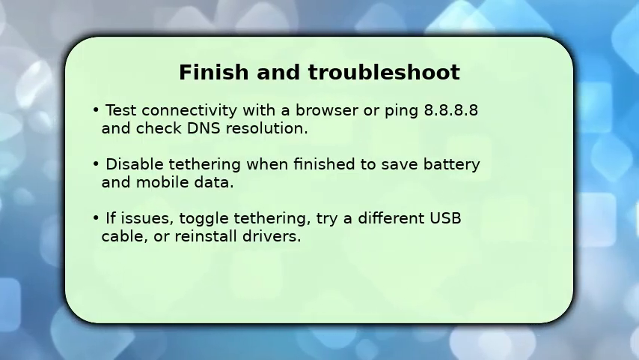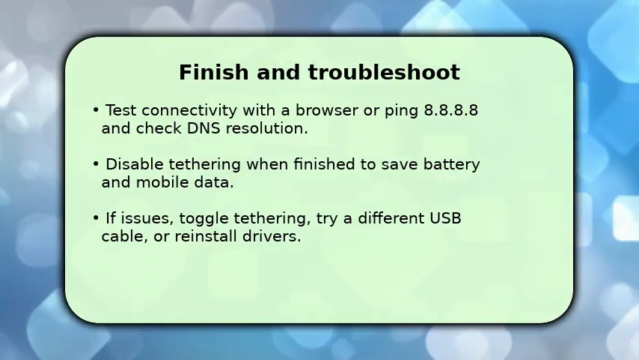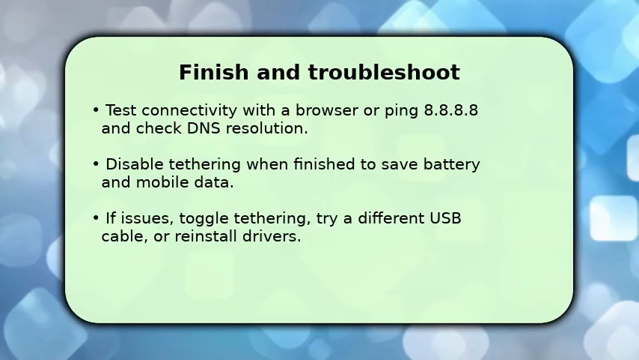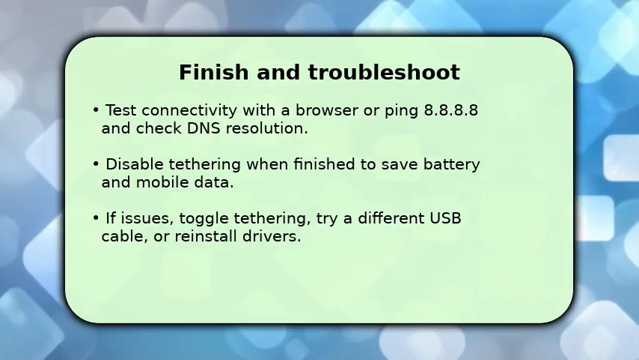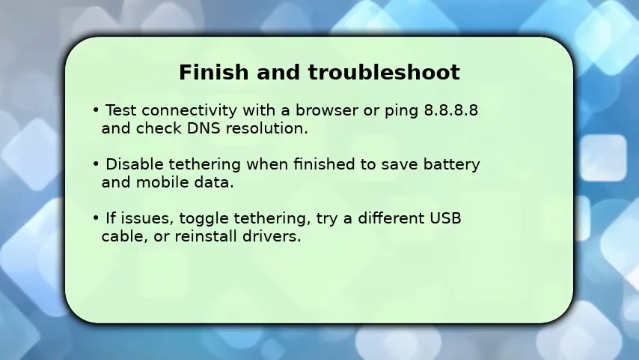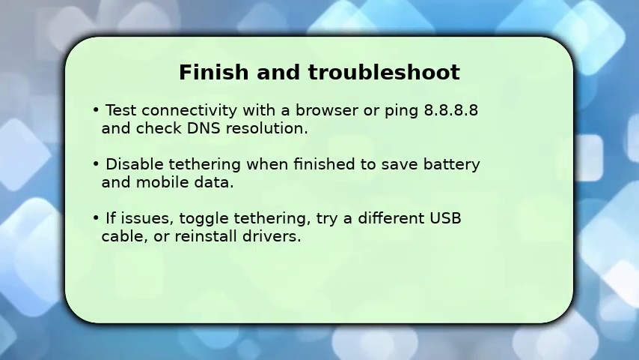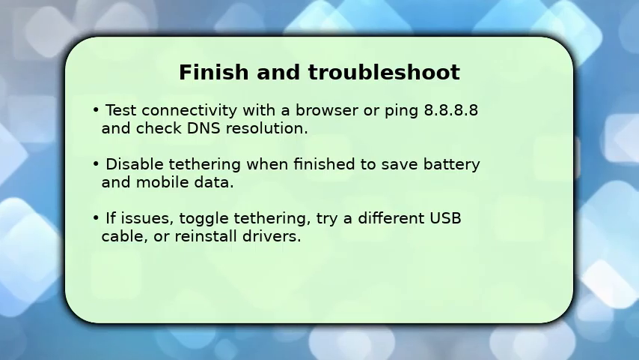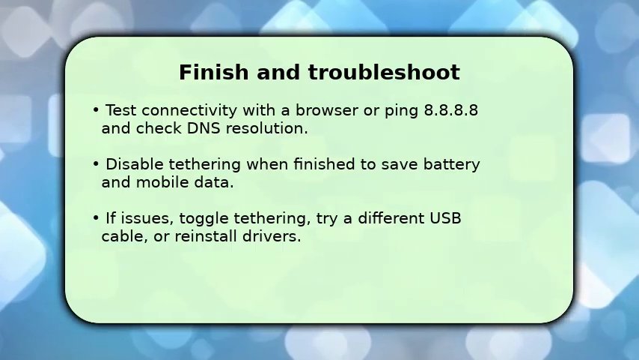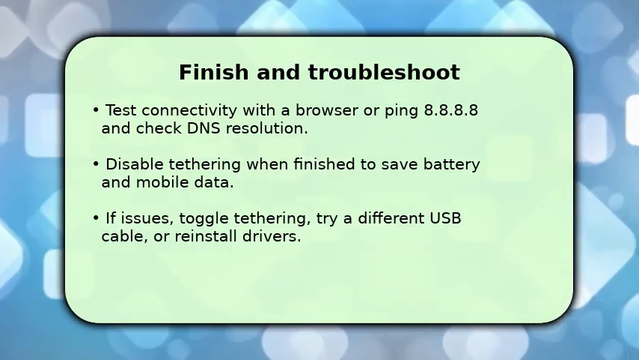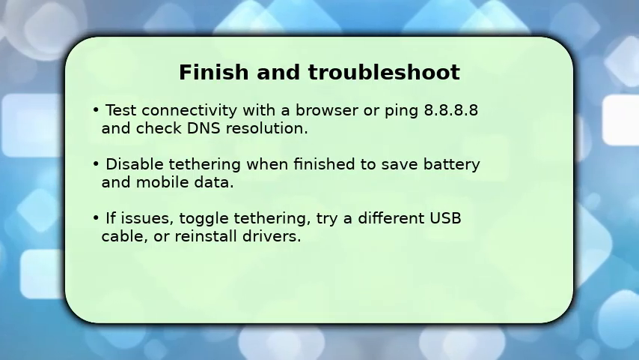If you hit problems, first toggle USB tethering and reconnect. That often resets the interface. Make sure the USB cable supports data, try another port, and reinstall the PC drivers if the adapter never appears. If necessary, restart both devices. This clears locked network stacks and resolves most stubborn failures.